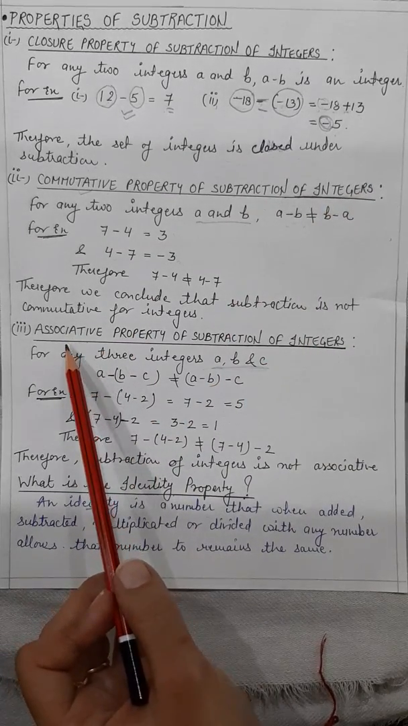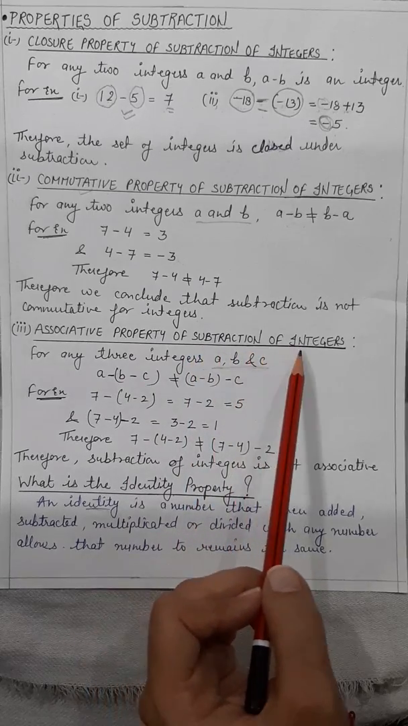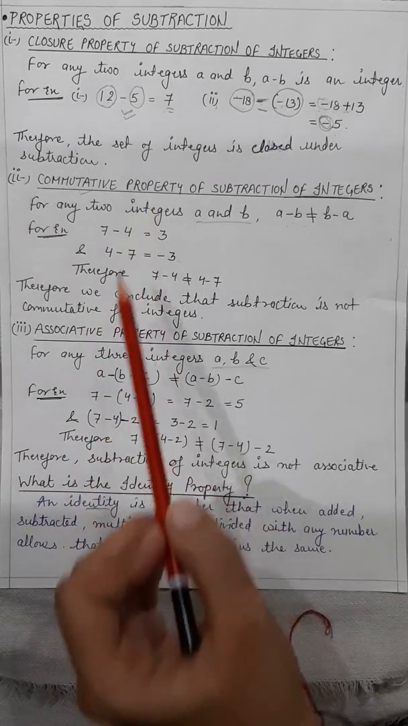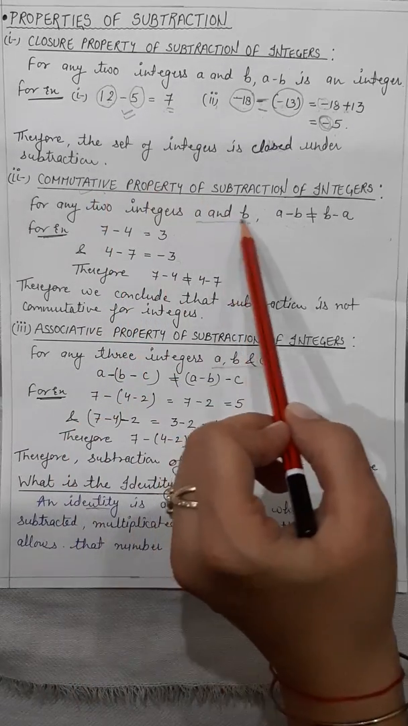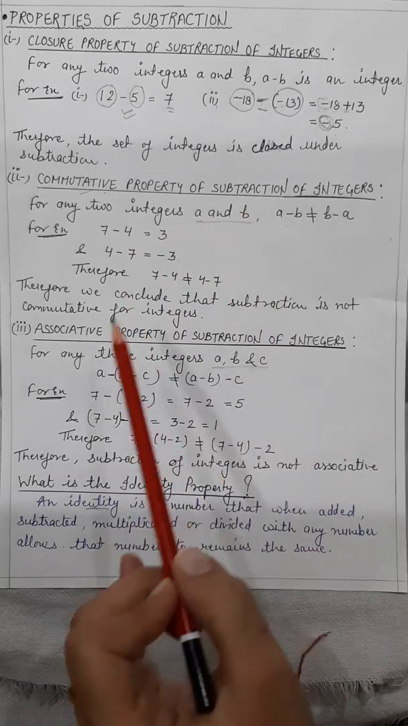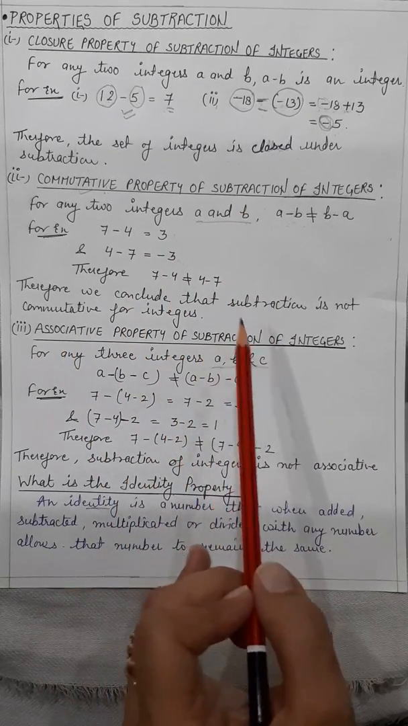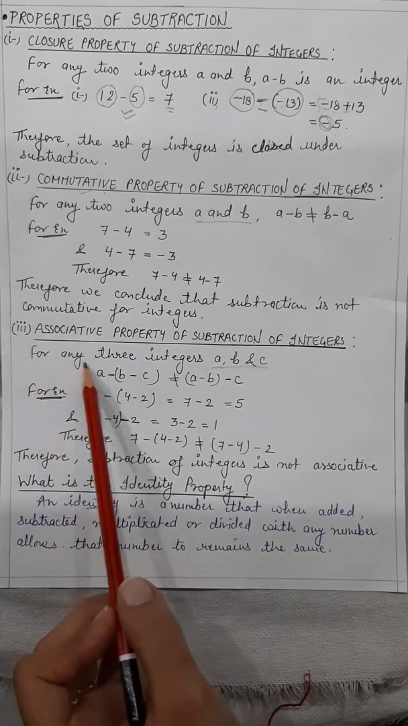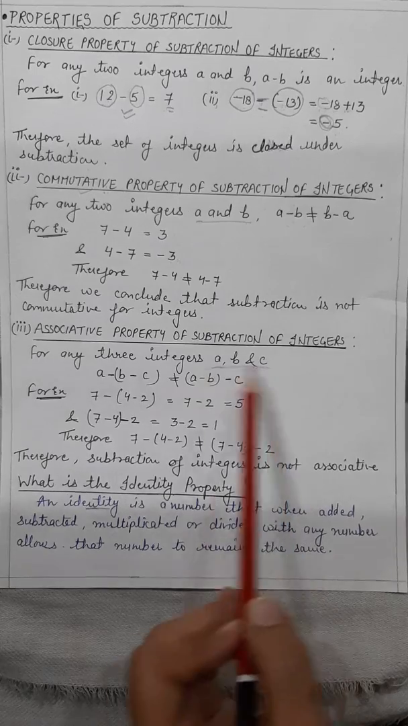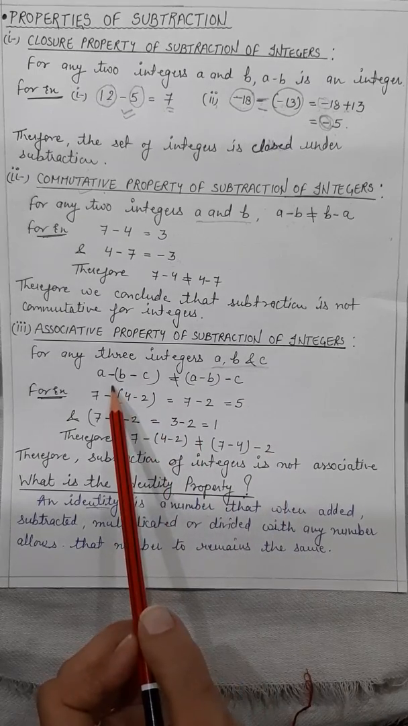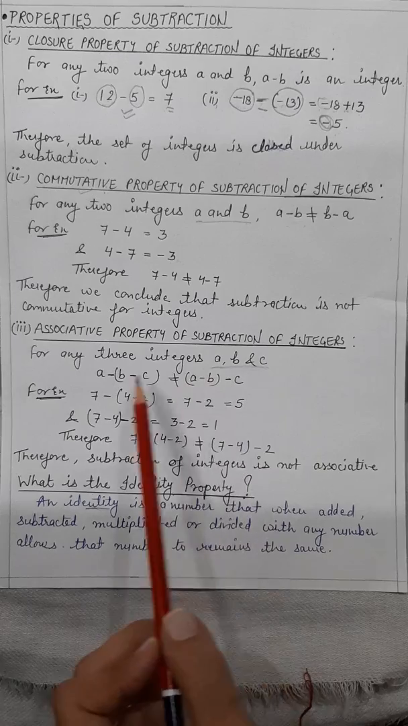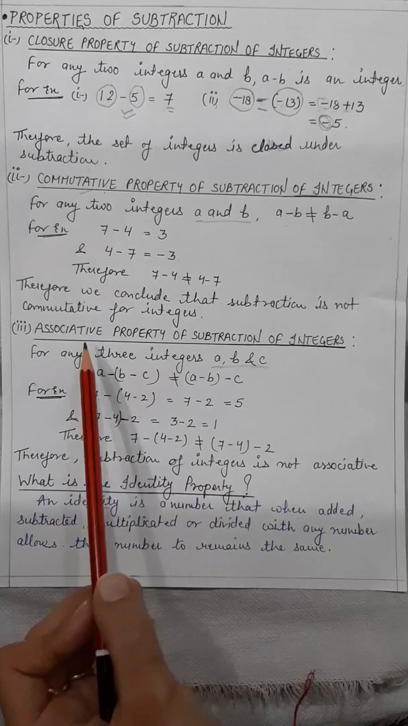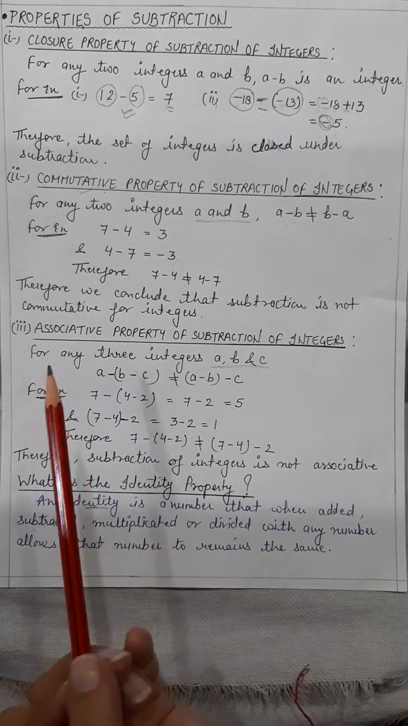Now the next property is the associative property of subtraction of integers. Actually, these two properties, commutative and associative, are similar. The commutative property is for two integers, but the associative property is for more than two integers. Clear? So now, for any three integers a, b and c, if we change the grouping in the subtraction of the integers, the answer will not be the same. If the commutative property is not applicable, that means the associative property will also not be applicable.